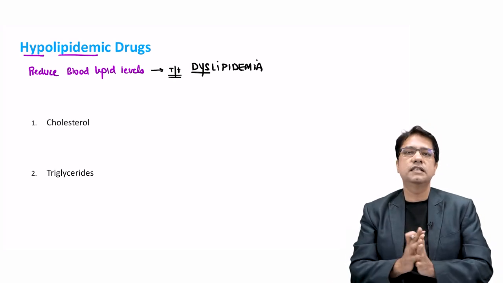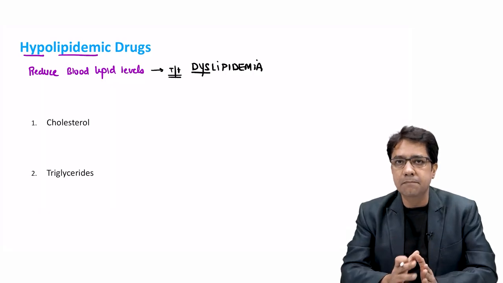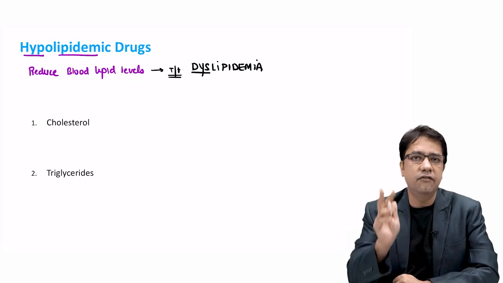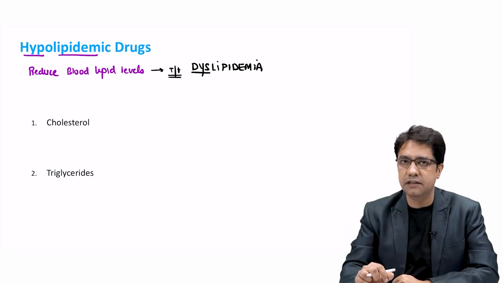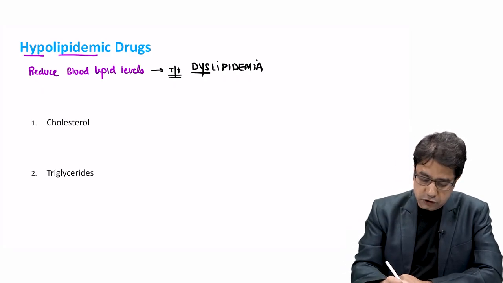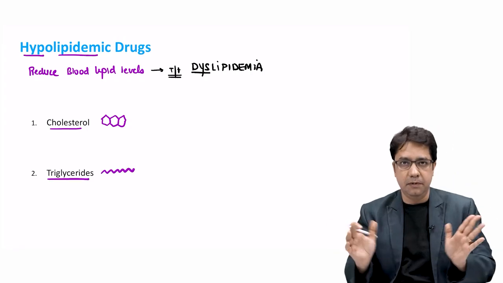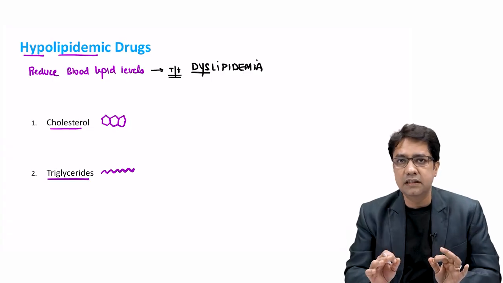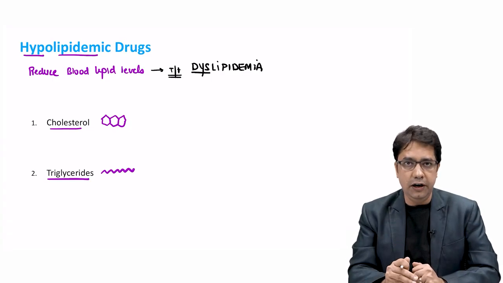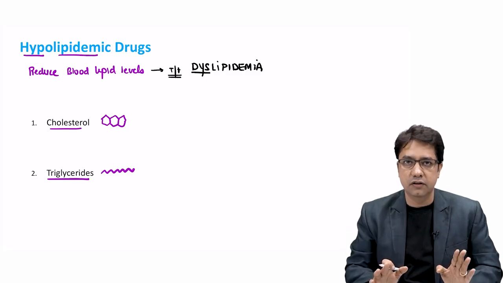Now, to understand it in a simpler way, remember we have two types of bad lipids. The first is cholesterol. Remember, cholesterol is a cyclical lipid, it has cyclical rings. And another lipid is triglyceride, which is a straight chain lipid. Now, when these two lipids are increased in the body, remember they are very bad for us.